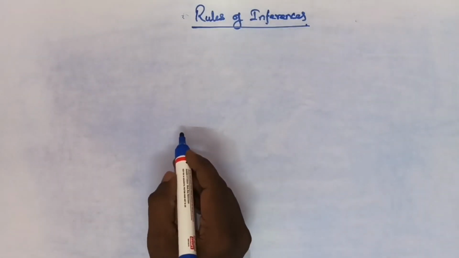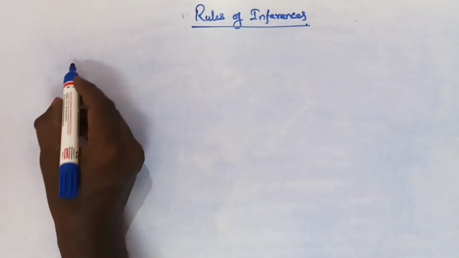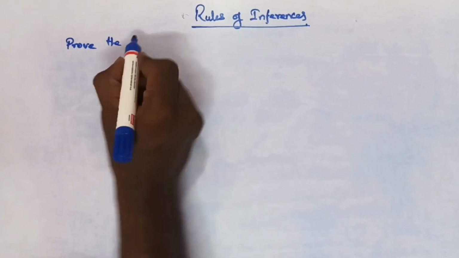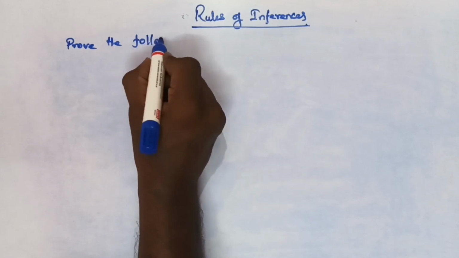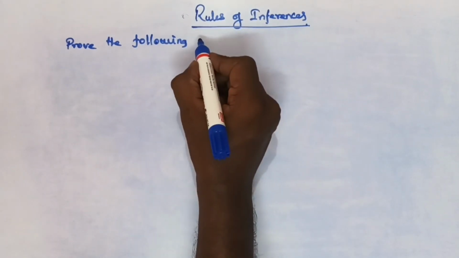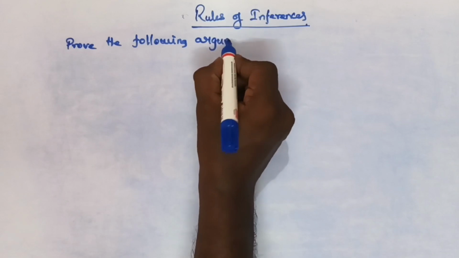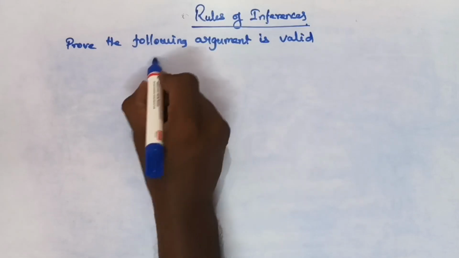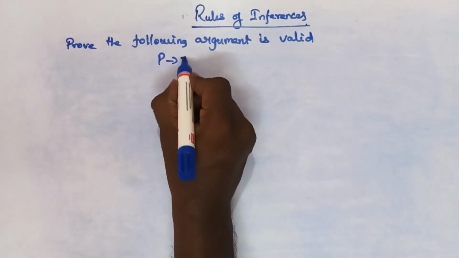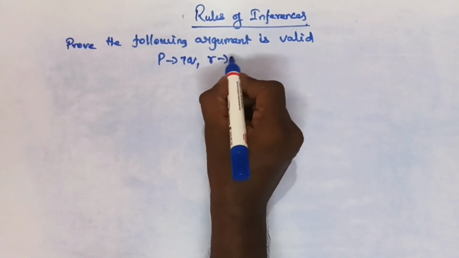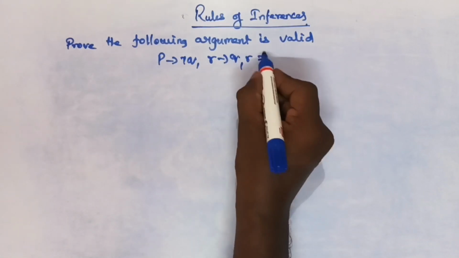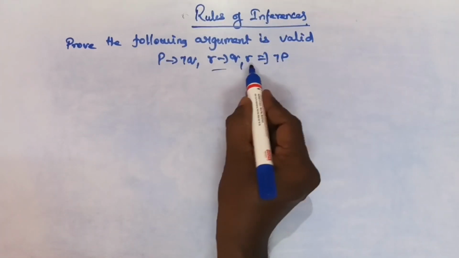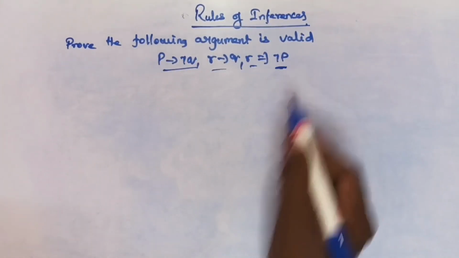First problem, a very simple problem. Let me start. Prove the following argument is valid. P condition not Q, comma R condition Q, comma R, which implies not P. Okay, fine. So we have to start using all these premises, and finally we have to reach not P.